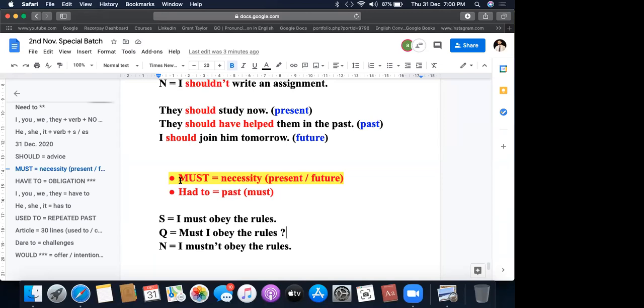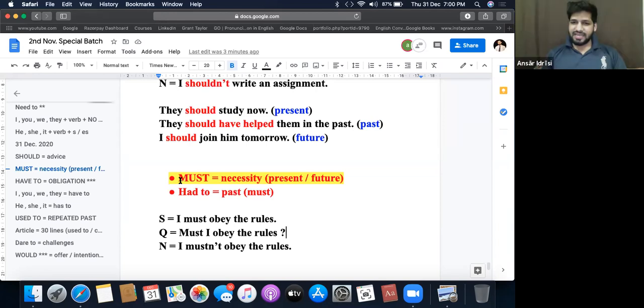Must is like father. Must is like father means what? कि आपको ये काम करना चाहिए. It is stronger. So must is stronger than should, and we are using must for necessity. Necessity जरूरत है हमारी, बहुत ज्यादा जरूरत है, उसके लिए हम लोग यूज करेंगे must. Okay? And we are using must for present and future.